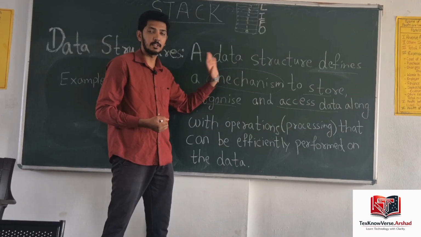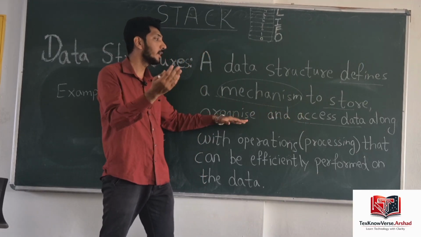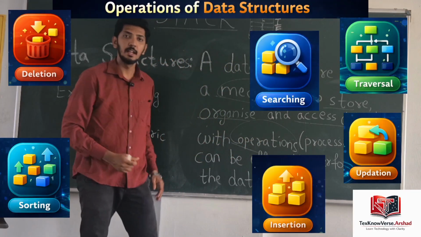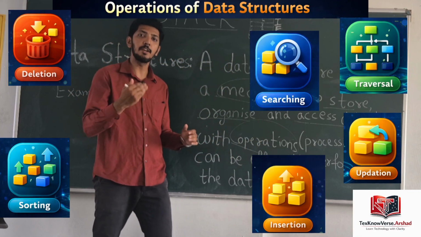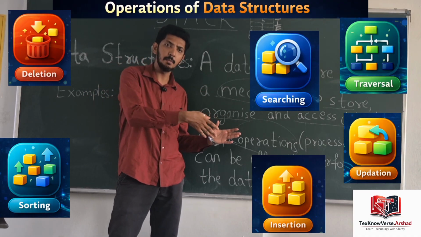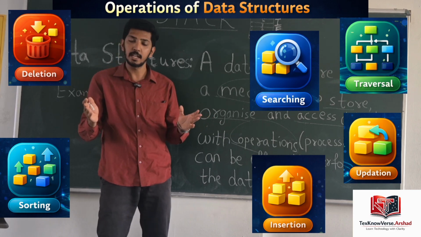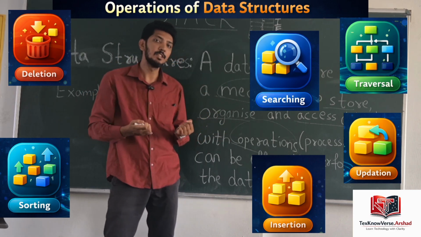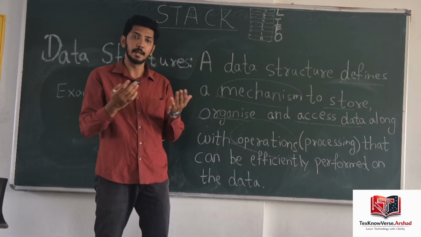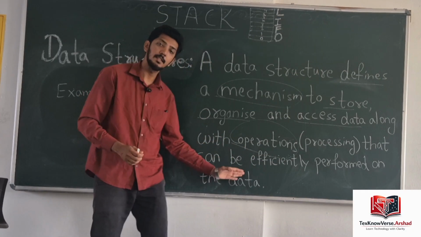Who tells? Data structure. With the help of what? With the help of various operations. Each data structure has different operations using which we can store the data by adding elements. We can organize the data the way we want to organize, and we can get the data which we want. We can do that with the help of various operations that can be efficiently performed on the data.